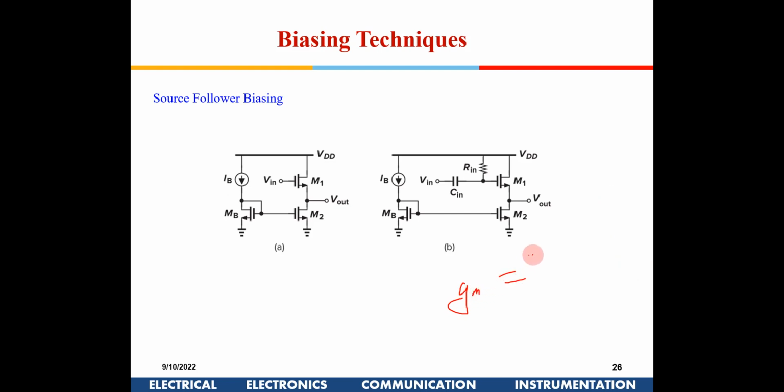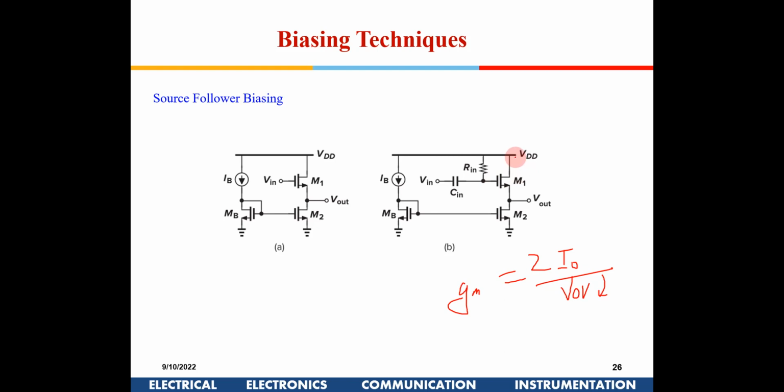GM will be, this is an NMOS out here, so 2ID by VOV. So I need to keep the overdrive voltage small. Small. Yes. Correct. Okay.